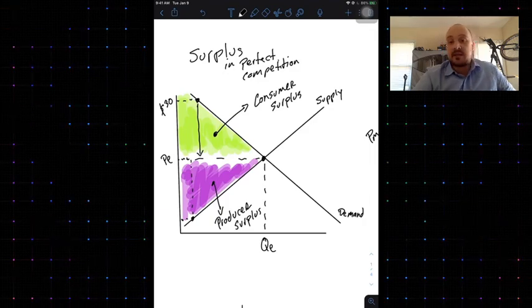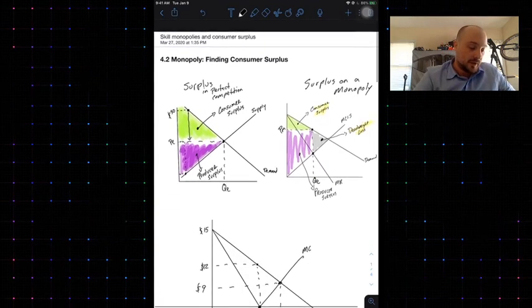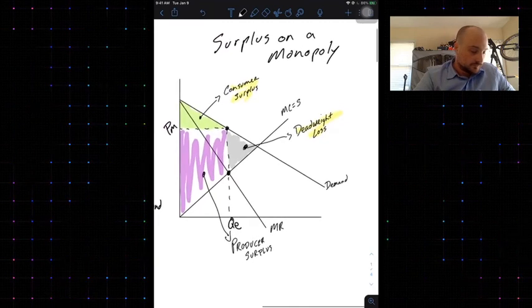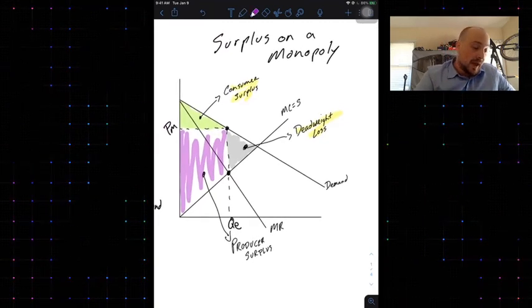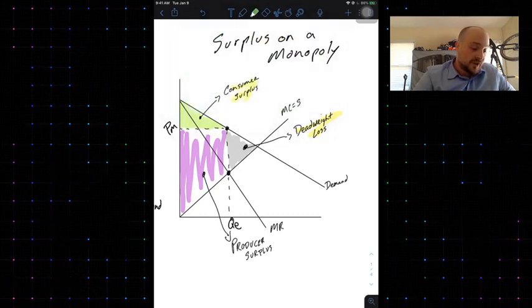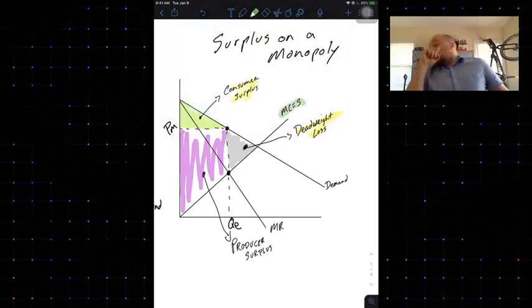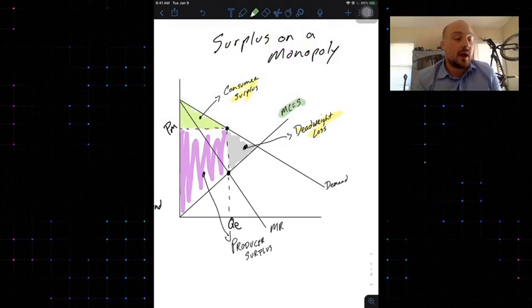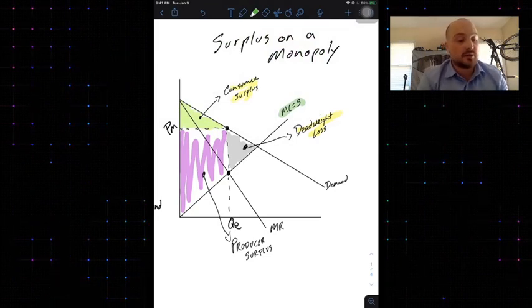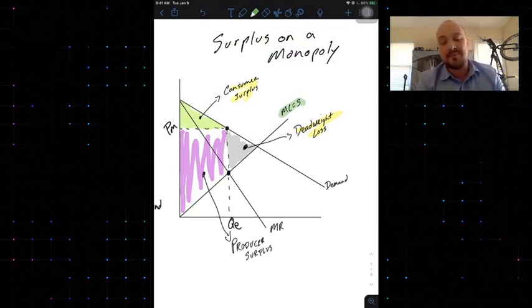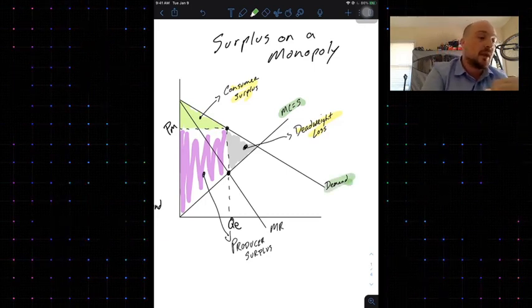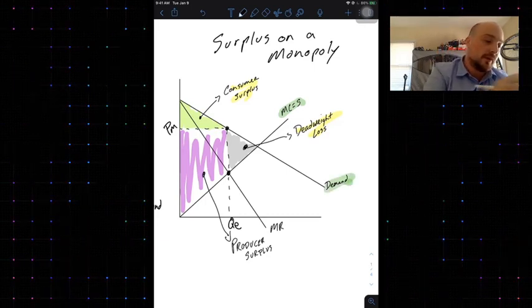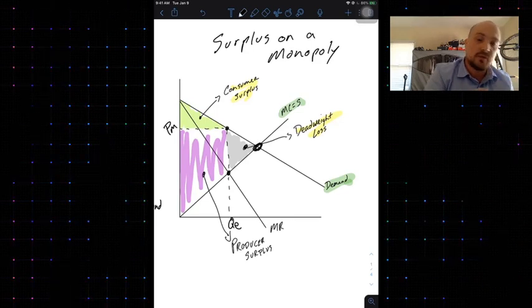Well, let's take that same graph and let's look at a monopoly. Here's our monopoly graph, right? Now, remember, we have a supply line. That supply line is equal to our marginal cost, right? Which is why I drew it as a straight line instead of the Nike swoosh. And then we have a demand line, right? And so the normal equilibrium would be right there.